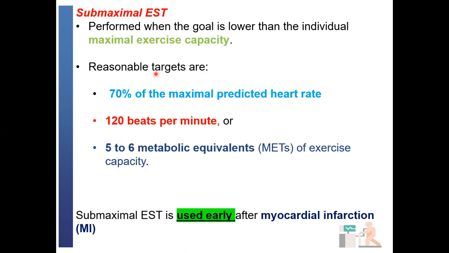Then there's the submaximal exercise stress test also. You perform this when the goal is lower than the individual's maximal exercise capacity. Reasonable targets are about 70% of maximal predicted heart rate, or the patient achieves 120 beats per minute, or achieves up to about 5 to 6 metabolic equivalents of exercise capacity. This submaximal exercise stress test is used early after myocardial infarction.